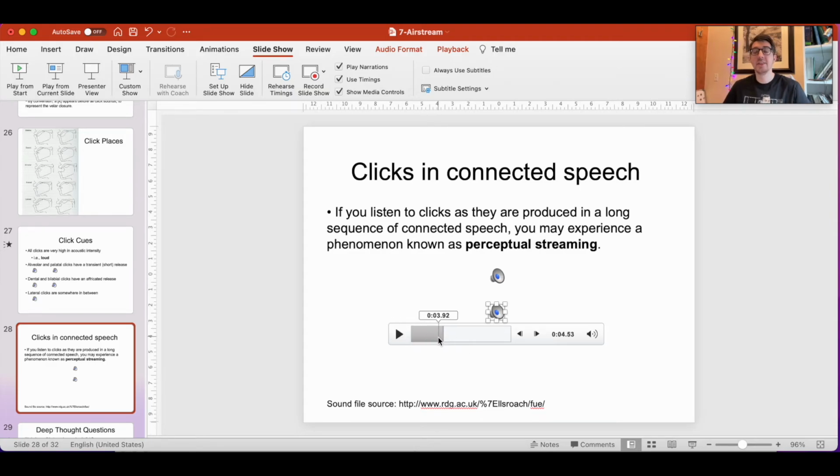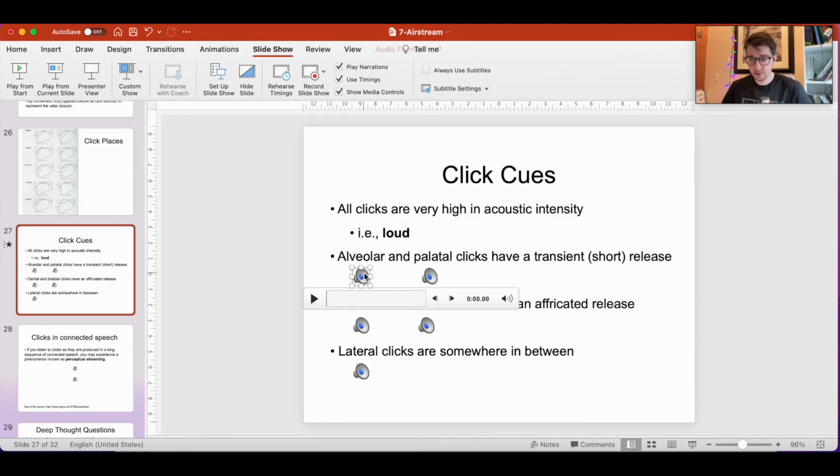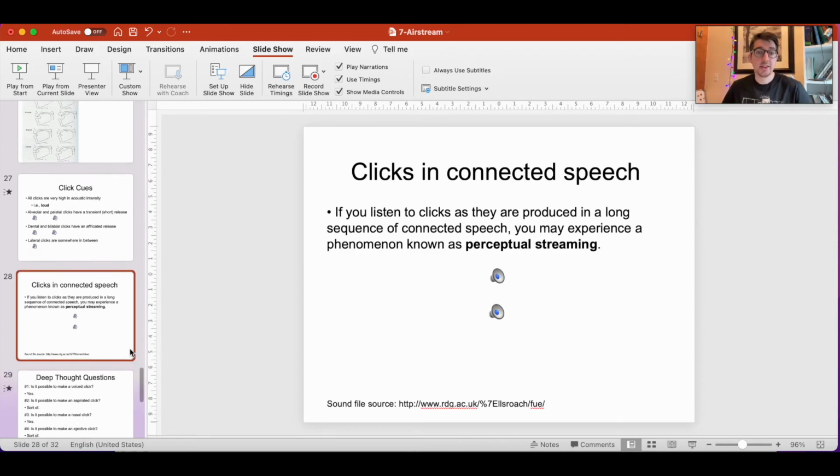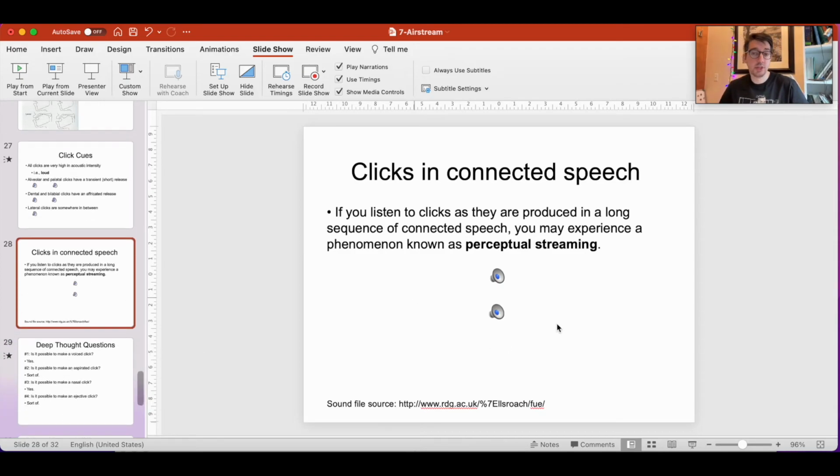Yeah, and this one has a lot of nasal clicks as well, so try not to make nasals when you make clicks. So this is alveolar, for example, but if you produce it with a nasal airstream, or with airstream going through your nose, it can sound different and you don't want to do that, because there are nasal clicks as well, and these are different from the regular clicks. So this is perceptual streaming.